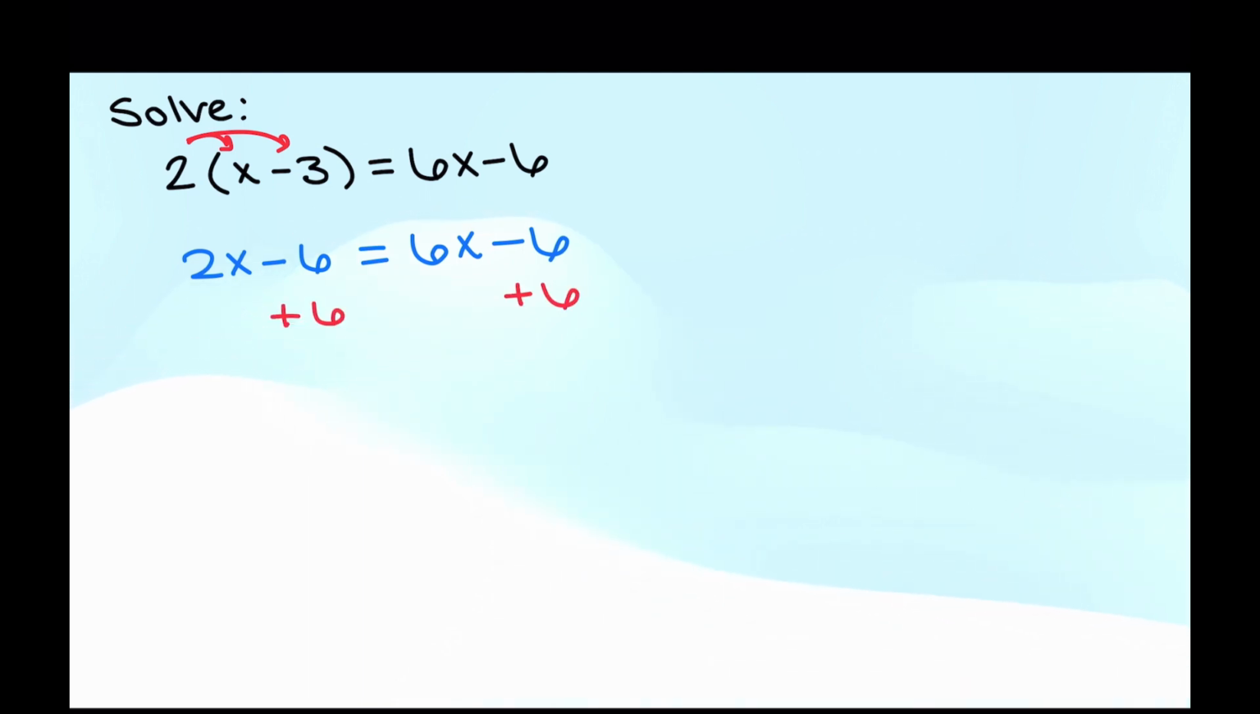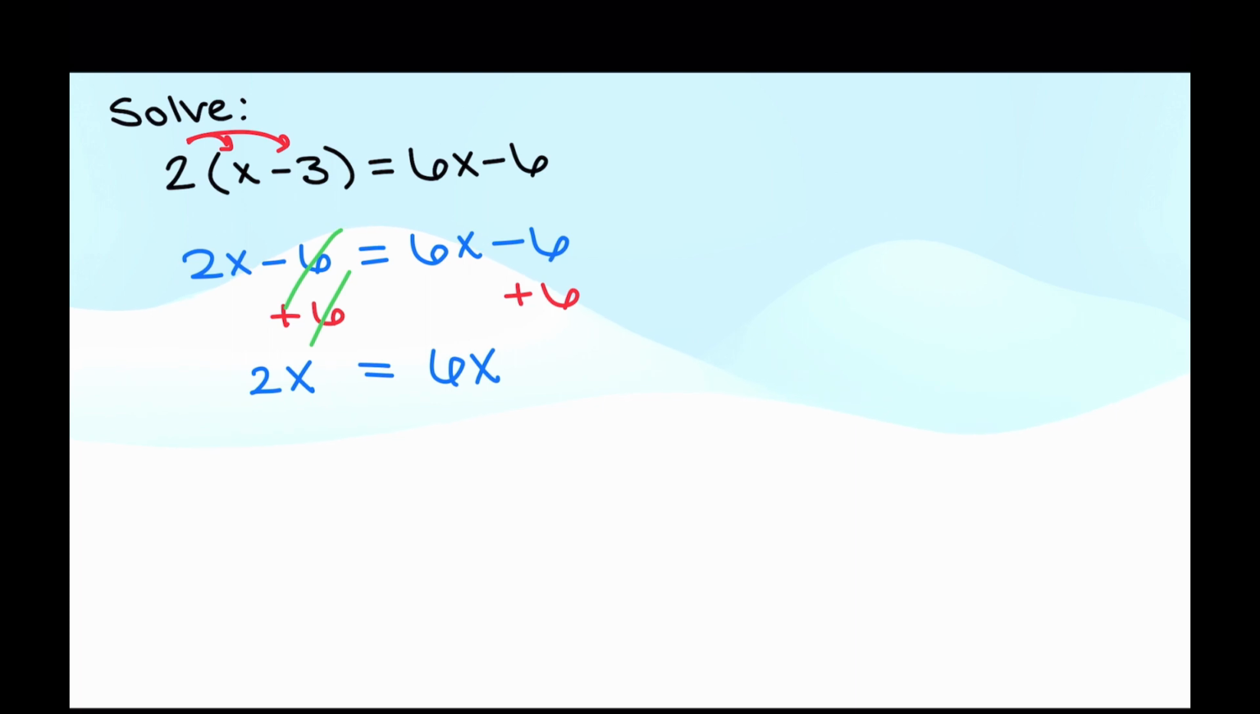We want the constants on one side and the variables on the other side. So I'm going to start by, let's see, on the left here I have a minus 6, so I'll do the opposite. I'll add 6 to both sides. Minus 6 plus 6 is 0, so now I just have 2x on the left. Oh, the same thing happened on the right. Minus 6 plus 6 is 0, so I just have 6x.